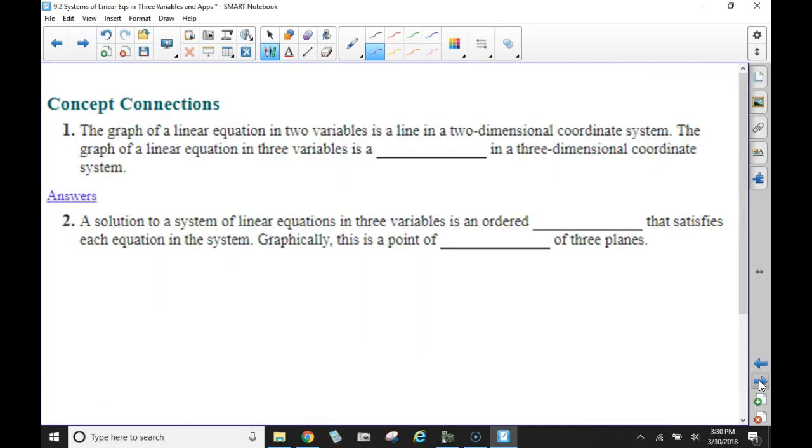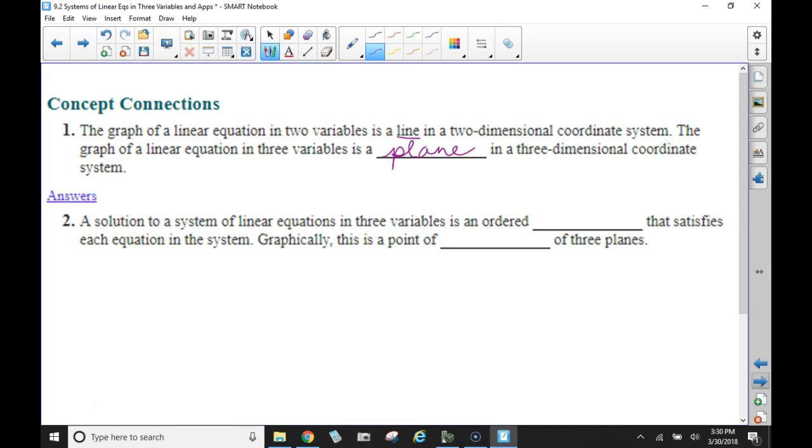Oh, good, just a couple fill in the blanks. The graph of a linear equation in 2 variables is a line in a two-dimensional coordinate system in the plane. The graph of a linear equation in 3 variables is a blank in a 3-dimensional coordinate system in space. That forms a plane in space.